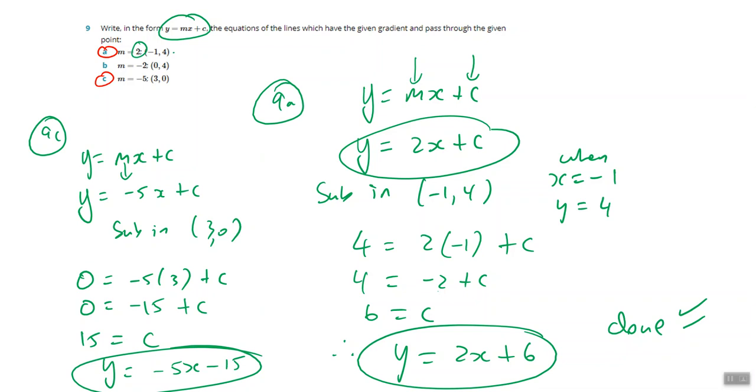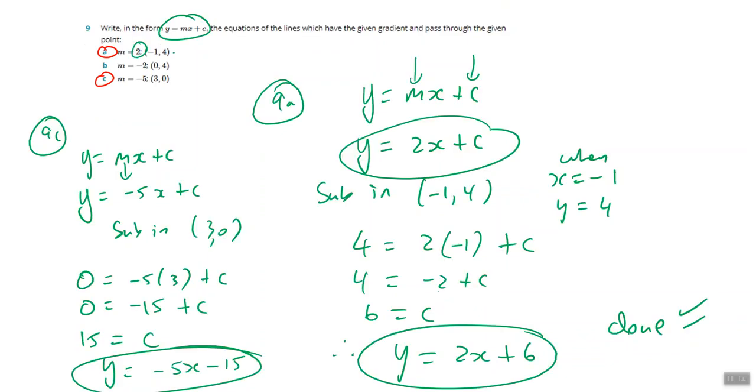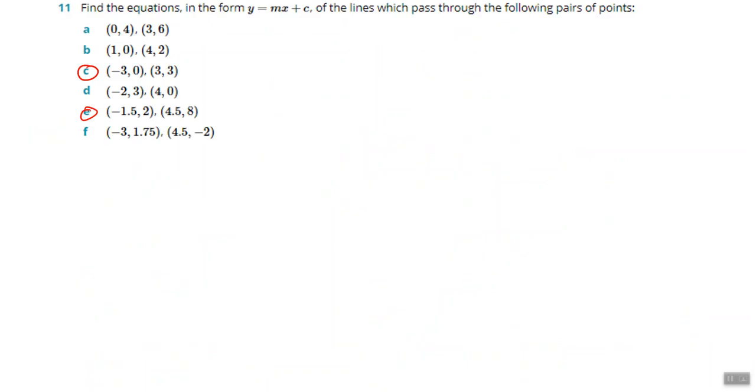Now, next question, question 11. I want to do the same thing, except the only difference between question 9 and question 11 is question 9 actually gave you a gradient. So it made your life a bit easier, right? They handed the gradient to you. In question 11, we don't have that luxury. We actually have to find a gradient. So we have to use a formula: m equals y2 minus y1 over x2 minus x1.